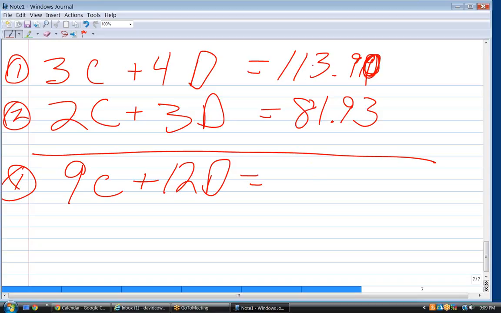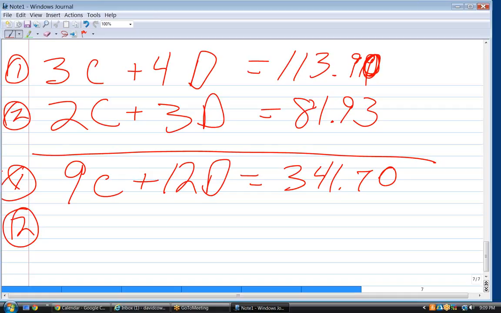What's 3 times that? 3 times 113.9? Yeah, 341.7. Okay, now equation 2. What do I need to do to equation 2 so that I can eliminate a variable? What do I need to multiply it by?